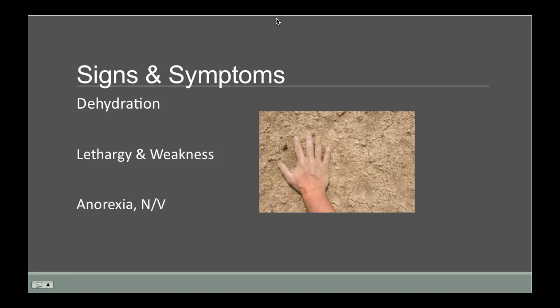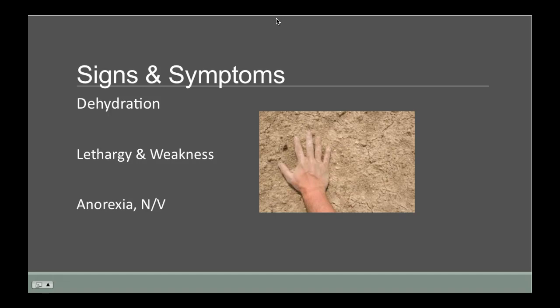The other signs and symptoms include dehydration and all the hallmark signs of dehydration, which include poor skin turgor, dry mucous membranes, tachycardia, orthostatic hypotension. You'll also see lethargy and somnolence and weakness, as well as anorexia and nausea, vomiting. And the vomiting can be from the acidosis.